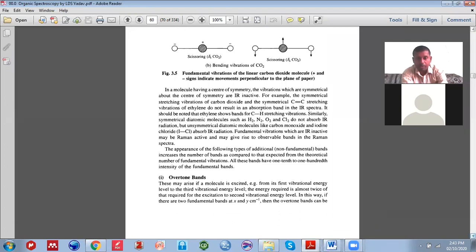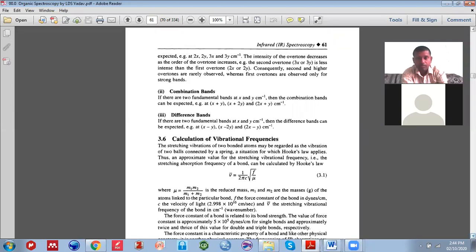Next, overtone bands, a very important point. Some bands are multiples, meaning one is the fundamental band, and with respect to the fundamental band we get several bands. Those several bands are just multiples of the fundamental band. Combination band means just joining of 2 bands. And difference band means just the difference between two bands.